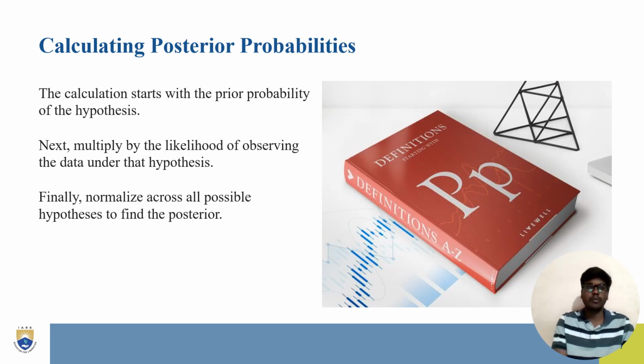Calculating posterior probabilities. The calculation starts with the prior probability of the hypothesis. Next, multiply by the likelihood of observing the data under the hypothesis.